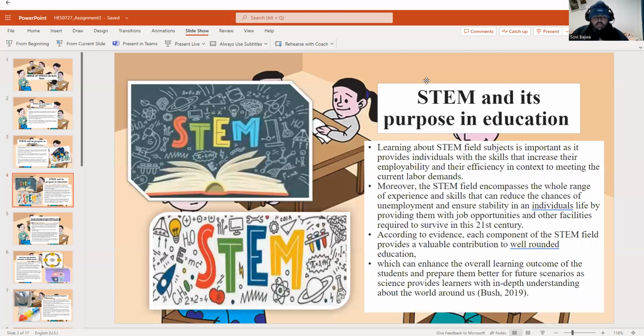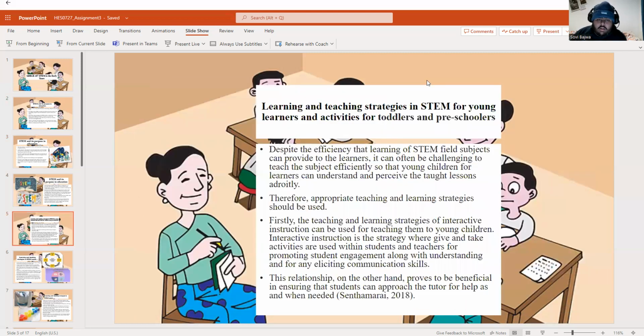Now, we're going to talk about learning and teaching strategies in STEM for young learners and activities for toddlers and preschoolers. As you can see, despite the benefits you get by learning the STEM field, it can be very challenging to teach this subject to younger children. We as teachers need very appropriate teaching and learning strategies to teach the younger audience about STEM. One of these strategies can be interactive instruction.